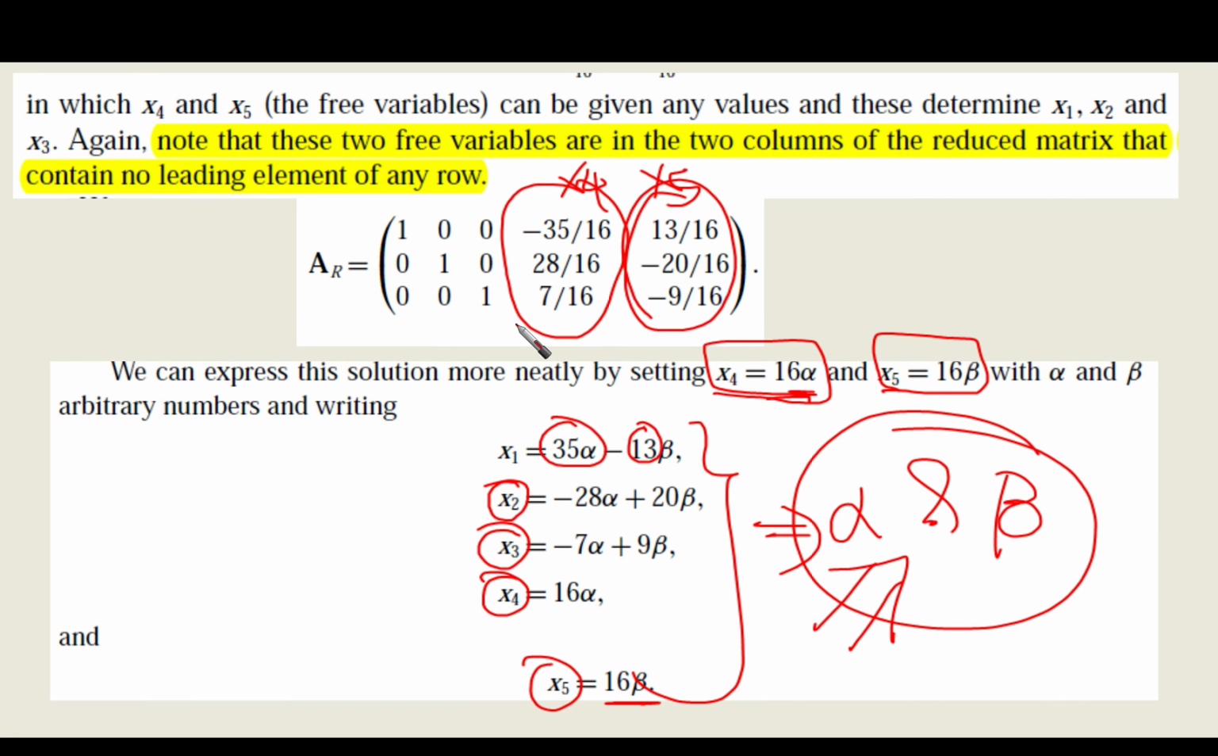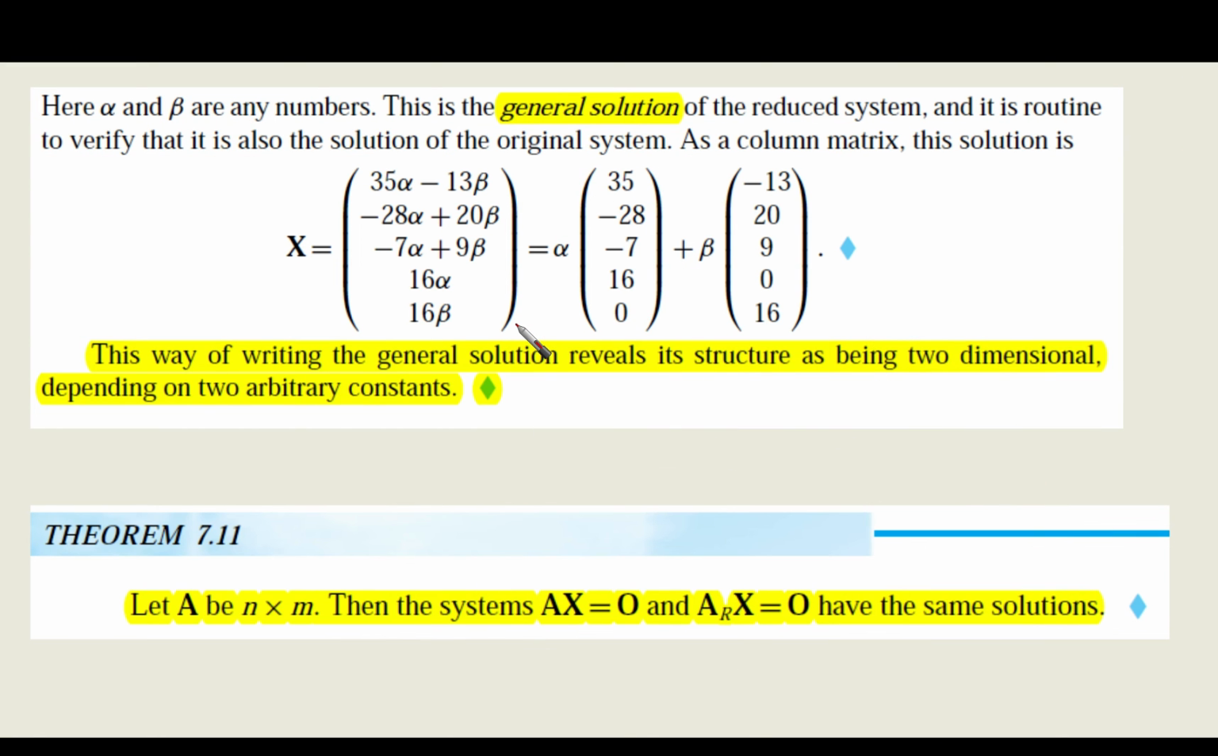Okay, now great. Let's go now to putting it in what we call the column form. Okay, it is better to put it in this form. We can say that this is the general solution now. So we're going to say that x equals 35 alpha minus 13 beta. That's okay. But we can separate them better. So we can put it in this nicer form. We call it the column matrix.